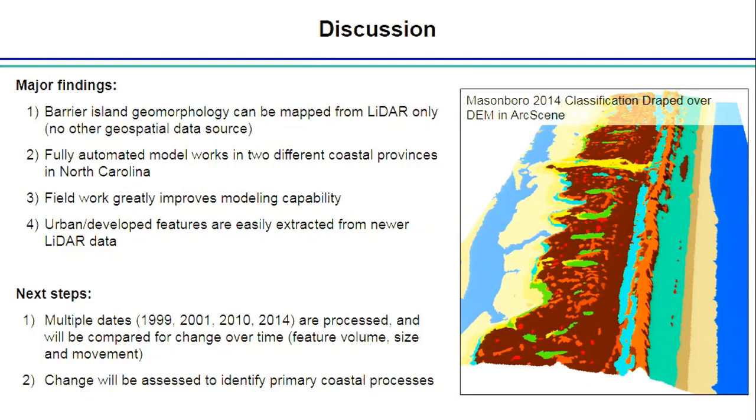Okay, so summing this all up, what we've learned is that we can produce a model that is automated that can map barrier island features using only LiDAR data as the only geospatial source of data. The model can run on both developed and undeveloped barrier islands, and it can run across a variety of different barrier islands, both in the north and the southern region. And we learned some really valuable lessons about how we should do field work when we collect feature classes. The next step is going to be to process this LiDAR data over multiple time steps, analyze change, and then correlate that change to coastal processes.